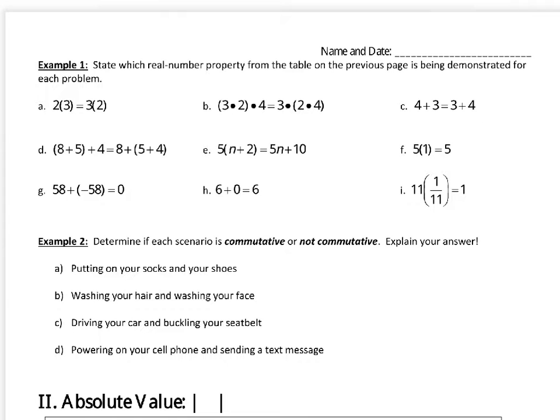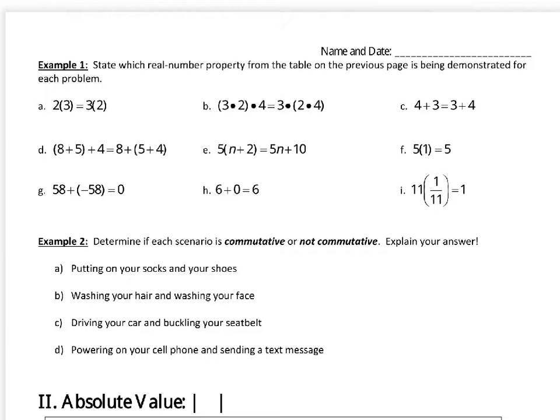Example 1 then asks us to take the properties we just described and wrote their definitions down and use them as answers to the following examples. So I'm going to do a few of these, and the rest you should try on your own and be ready to check for tomorrow. Let's start with B. Notice the first thing I see are these parentheses. Anytime I see parentheses, I'm going to think grouping. And anytime I say grouping, if you look back, we're going to think the associative property.